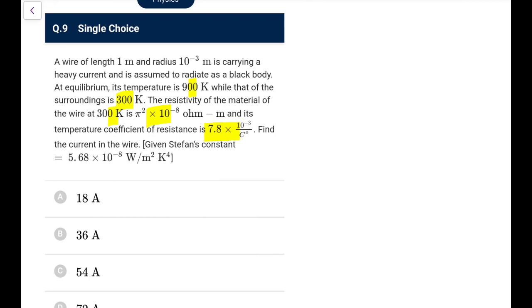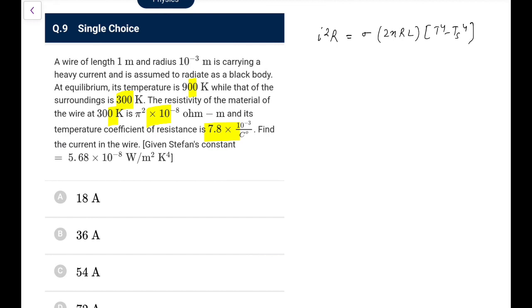In the steady state, the conduction heat I square R would be equal to the rate of heat loss because of radiation. You have to find the value of R. The radiation term, because it is a cylinder, you will write as sigma A, which is 2 pi R L, into T to the power 4 minus Ts to the power 4.